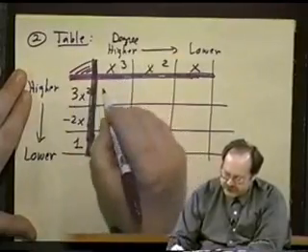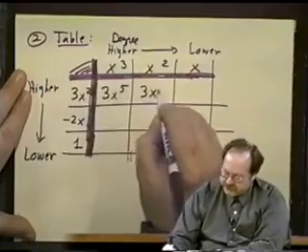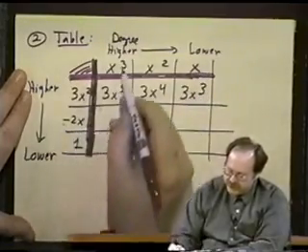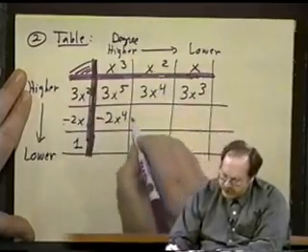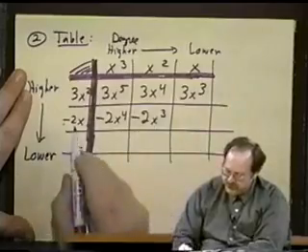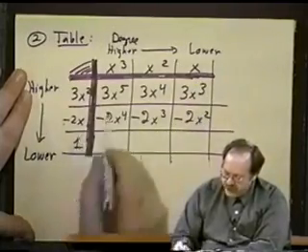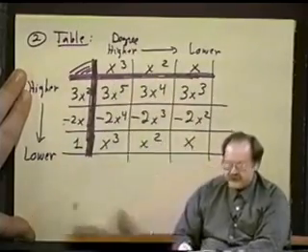3x squared times x cubed is 3x to the 5th. 3x squared times x squared is 3x to the 4th. 3x squared times x is 3x cubed. Minus 2x times x cubed, minus 2x to the 4th. Minus 2x times x squared, minus 2x cubed. Minus 2x times x, minus 2x squared, and then 1 times each of these just brings them down. X cubed, x squared, and x.